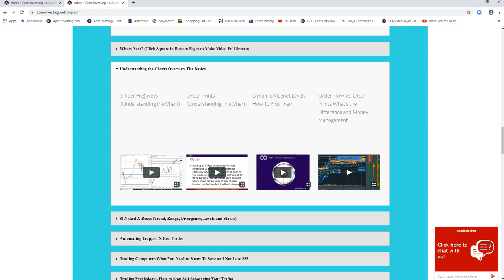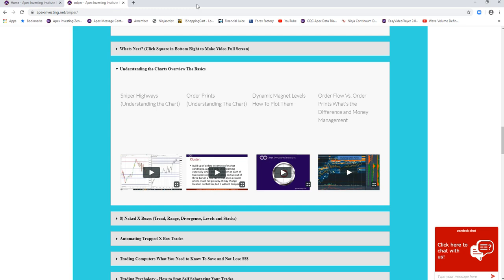What are sniper highways? What are all those levels they keep talking about? Order prints. What is order prints? Let me understand what's on the chart. Let me understand the order prints. That right there is the key to everything.